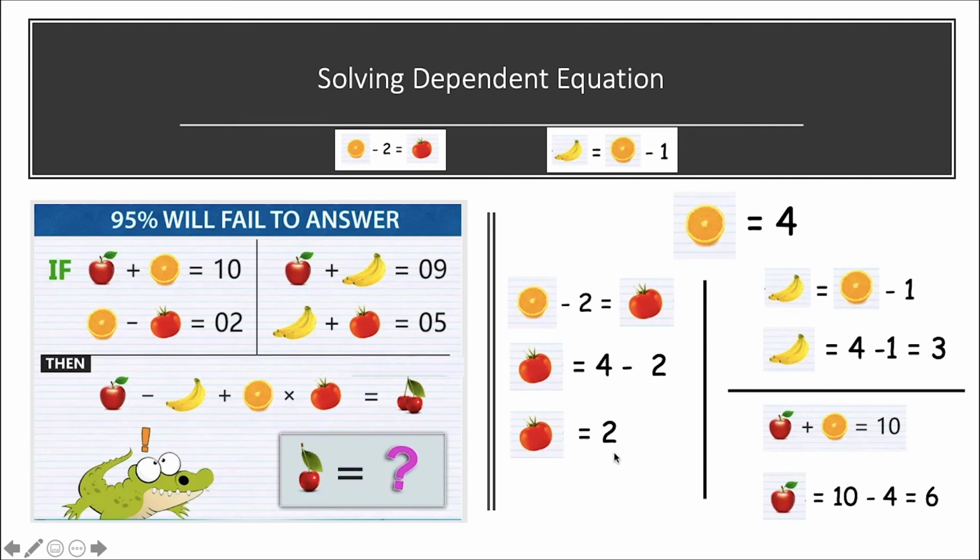So 1 tomato is equal to 2. Now 3 bananas is equal to orange minus 1, and the orange value is 4, so 3 bananas would be equal to 4 minus 1, that is equal to 3. That means 1 banana would be equal to 1. Now the first equation was apple plus orange is equal to 10. So apple is equal to 10 minus orange, that is 4, is equal to 6. Putting all these values in our final equation and finding out our final answer.